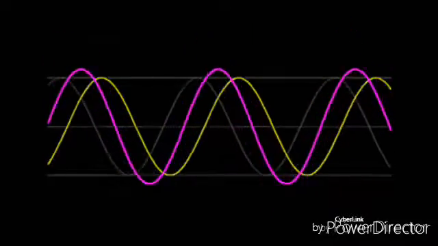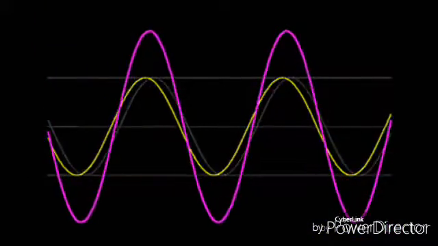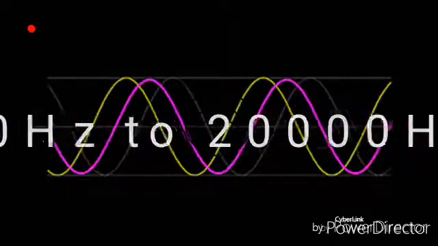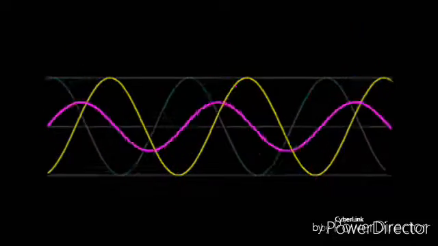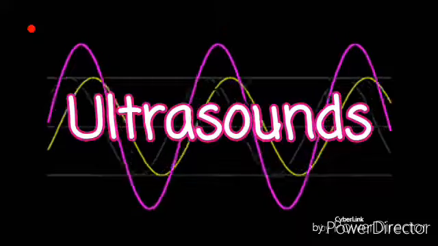Speed of sound waves. We live in a world of sound. Anywhere we go and whatever we do, we hear sounds. Sound is restricted to the frequency range of 20 Hz to 20,000 Hz, to which the human ear is sensitive. Waves with frequency below this audible range are called infrasounds, and those above are referred to as ultrasounds.